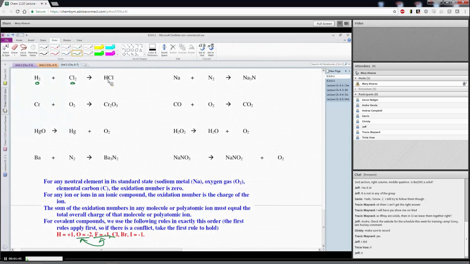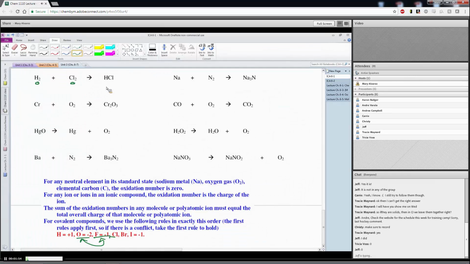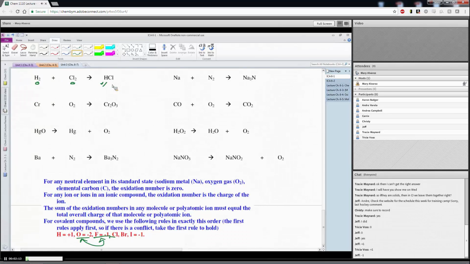Okay, here's HCl. So this is a covalent compound because that's 2 nonmetals. So we're going to follow the rules in order. Do I have an H? That's the first one listed. Yes, I do. So therefore the charge, or oxidation number rather, on the H is +1, according to our rules. And since the overall sum of oxidation numbers has to equal the charge, then we know that the oxidation number on chlorine is -1. Perfect.